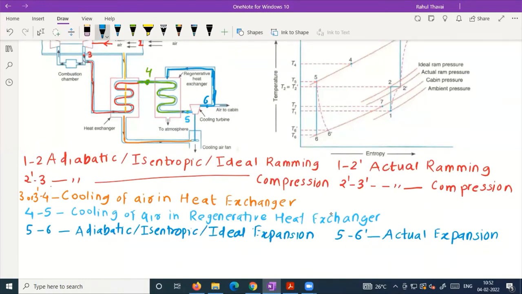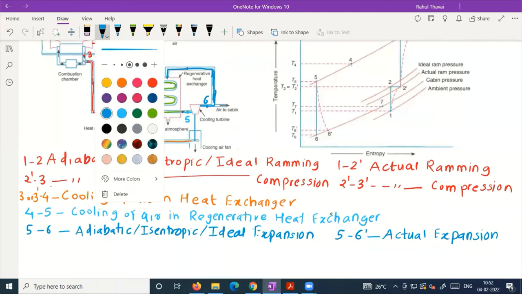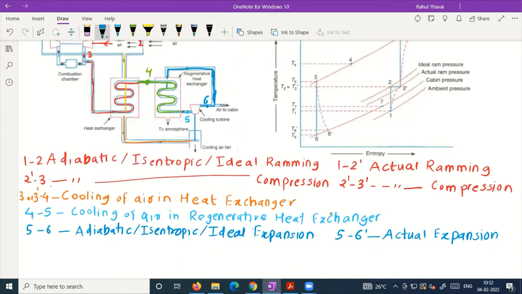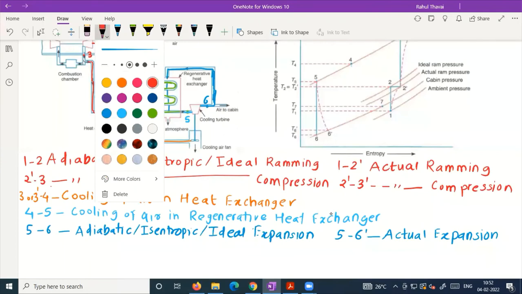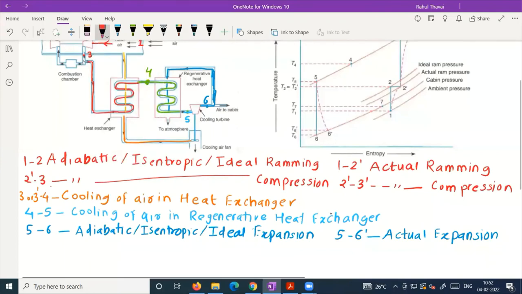So what happens when it exchanges the heat, as you can see? At the exit here, let me show that. When it exchanges the heat, it becomes hot. So at this point it will come out as hot air.